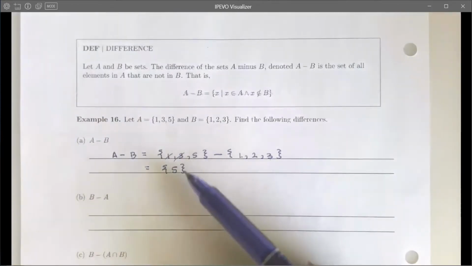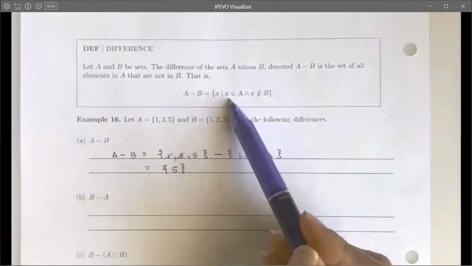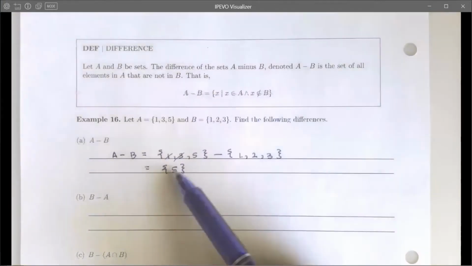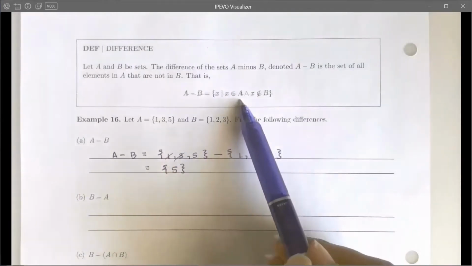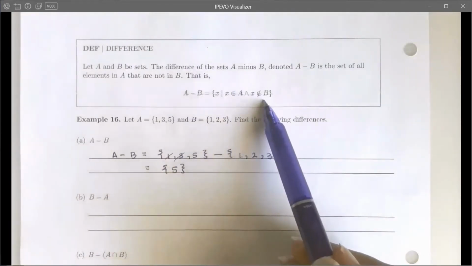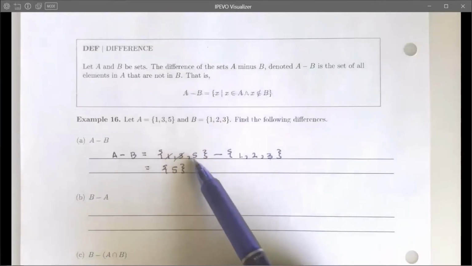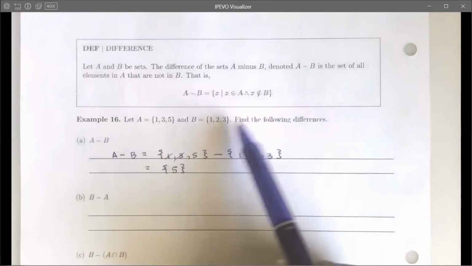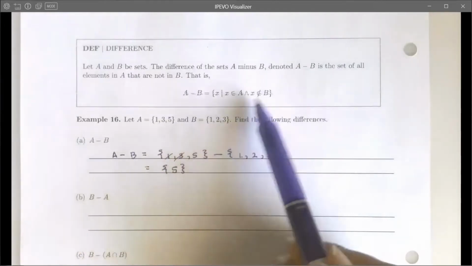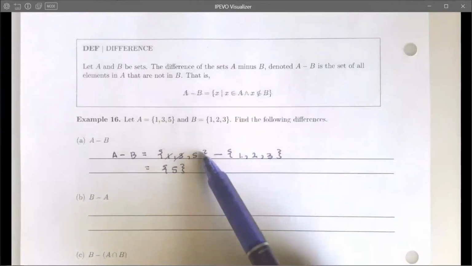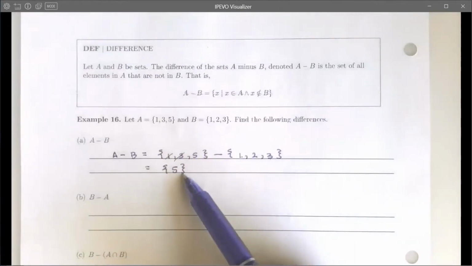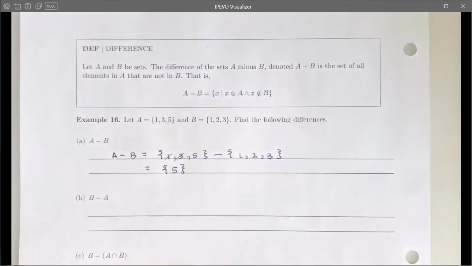And just to cross-reference with this definition to make sure that it satisfies it, 5 is an element that is in A but is not in B. And any other element could not have been kept as part of the difference because 1 is found in B and 3 is found in B. So the only element in A that is not found in B is 5. So that would be the result.